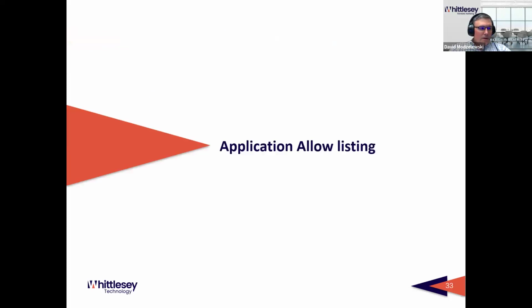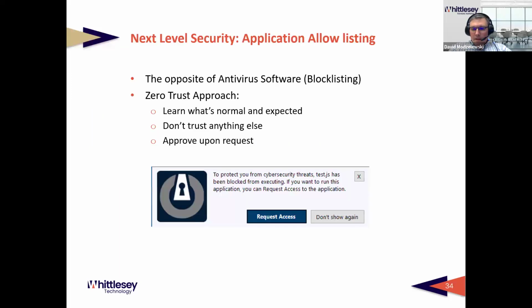So we'll go into another one now, which is application allow listing, also known as application whitelisting. Now, what is that? That's essentially the opposite of antivirus software, which is block listing. Antivirus software is a list of known bad stuff. We're going to block stuff that we know is bad, whereas allow listing is the opposite. It kind of takes a zero trust approach. It learns what's normal and expected. Once that baseline is established, you lock the systems down, you don't trust anything else, and then you approve new things upon request. So it gets another set of eyes onto new things that are going to operate in an organization.